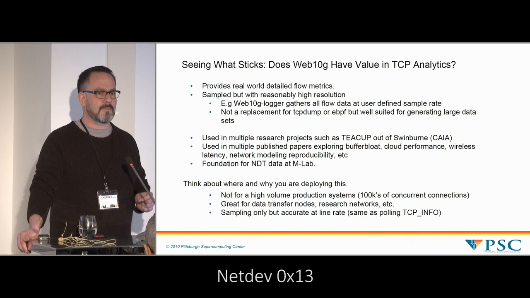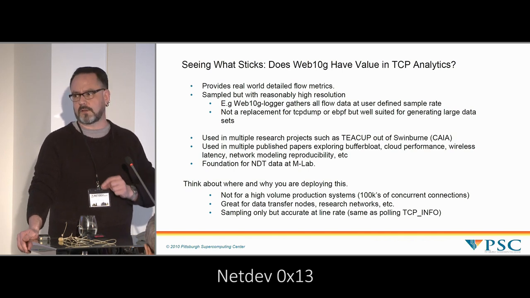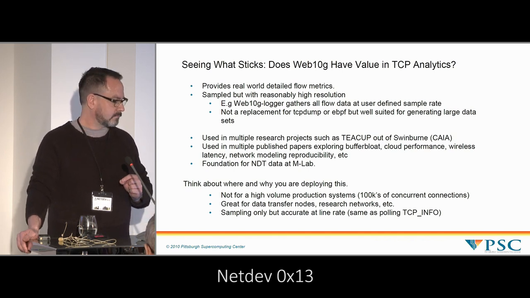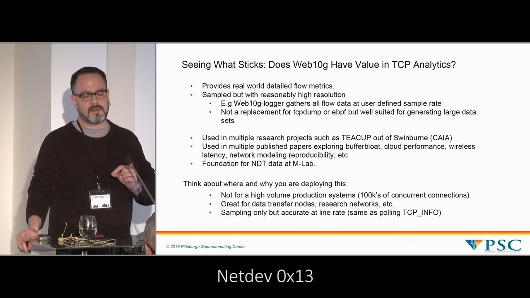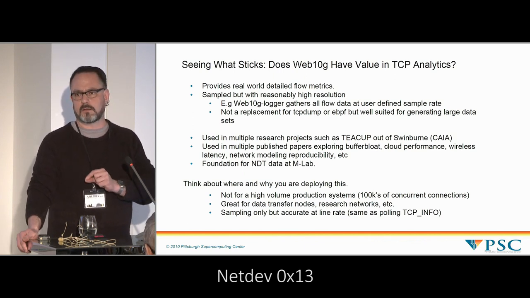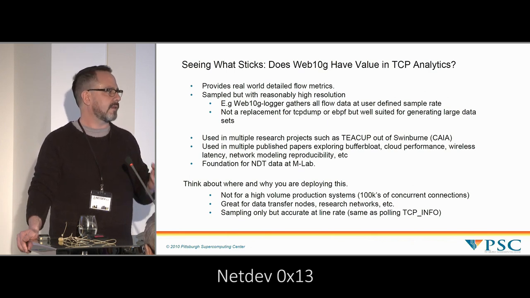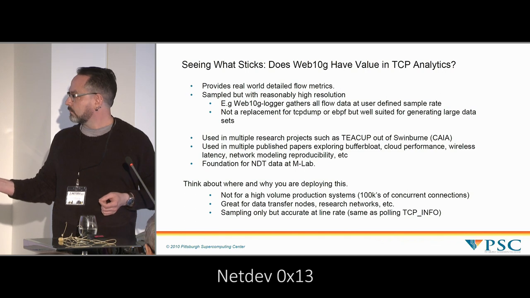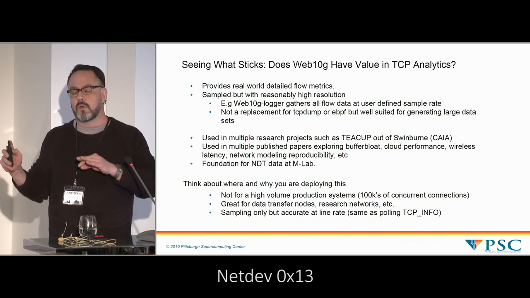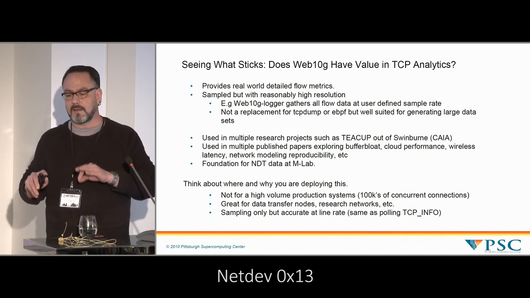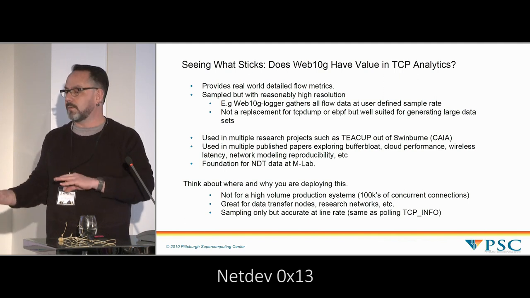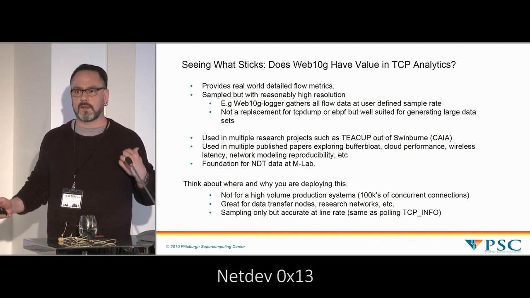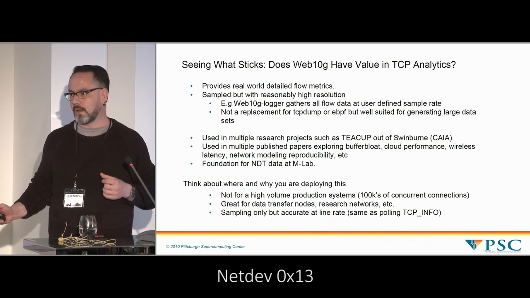Again, we're only doing sampling with this, but your sample rate is up to you. One of the things we have found is that even though it's sampling, we're accurate at line rate. So we can get data out regardless of what your line rate is, because as long as the kernel can keep up with what's going on, we can get the data out of there. The same caveats apply to this as would apply to polling TCP info, because we are polling TCP info in this process as well.